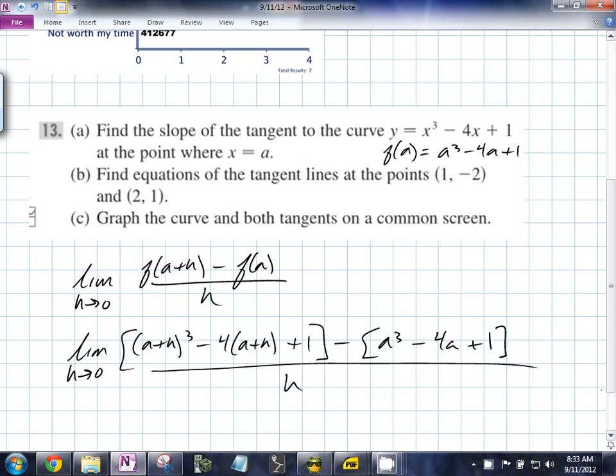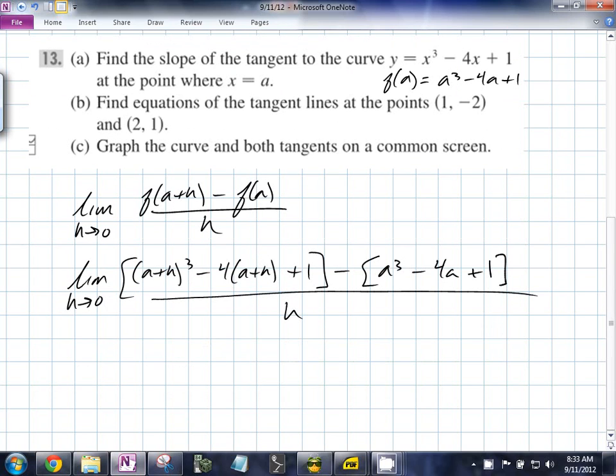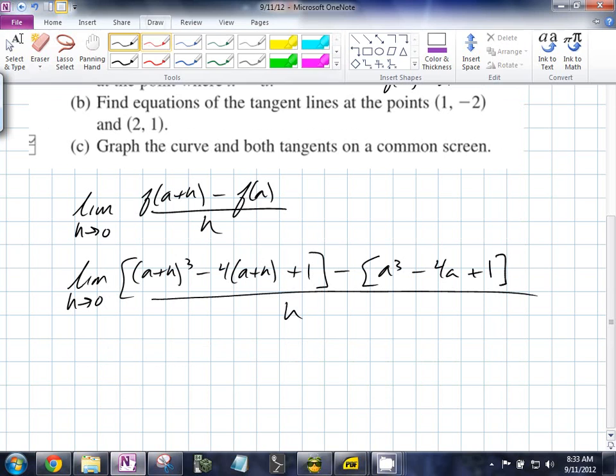Now, our whole goal, we're trying to be able to plug in h is 0. Can we do that right now? No. So what's our goal? Can someone factor out an h from the numerator? So we really are just operating on this.